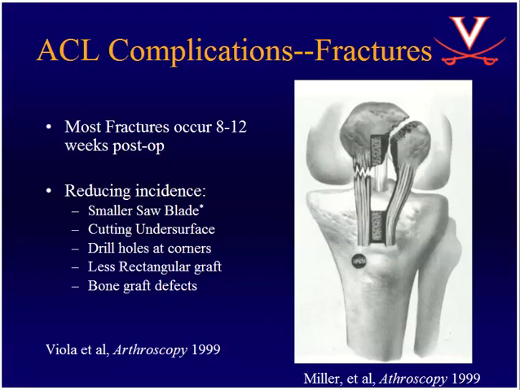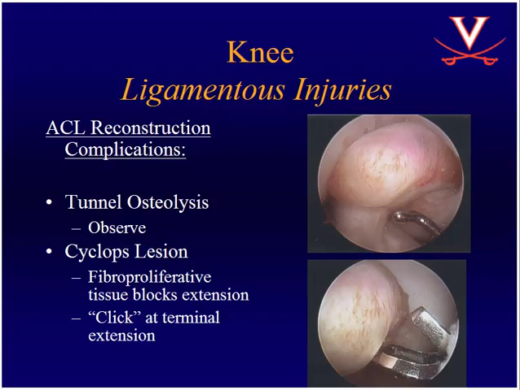You can also have fractures or patella tendon ruptures. This can be reduced by using a smaller saw blade, cutting the undersurface, drilling holes at the corner, making a less rectangular, more triangular graft, and bone grafting the defects. Also, you can have tunnel osteolysis, which means that the tunnel expands for some reason, and there may be a variety of reasons for that. That's really not too big of a problem unless you're getting into revision and they have it.